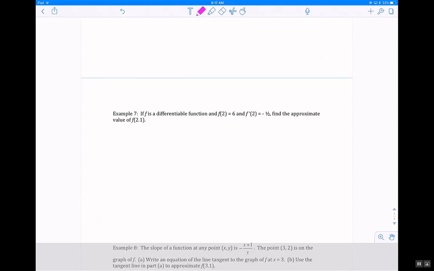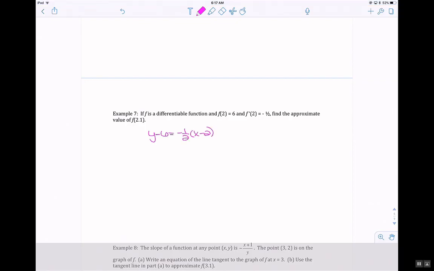So now looking at example 7, f is a differentiable function, f of 2 is equal to 6, f prime of 2 is equal to negative a half. Find the approximate value of f of 2.1. So I'm going to write the equation of the tangent line, but what you notice is that I was given the tangent line slope, and I was also given the coordinate point. So the equation of the tangent line: y minus 6 is equal to negative 1/2 times x minus 2.